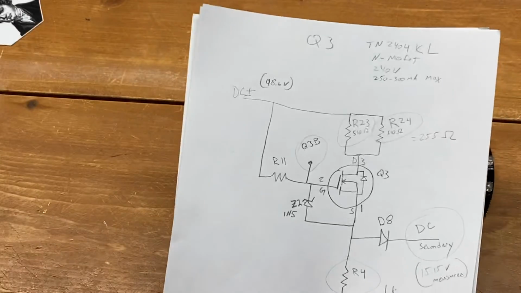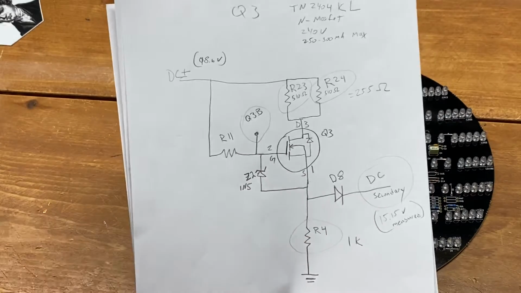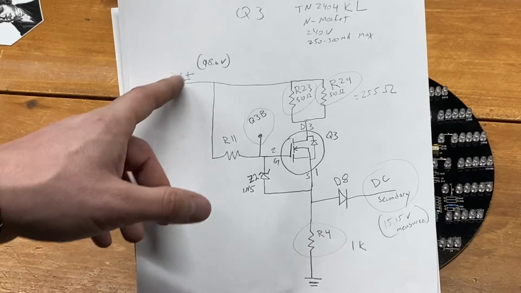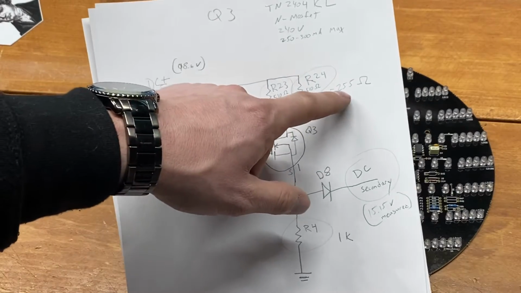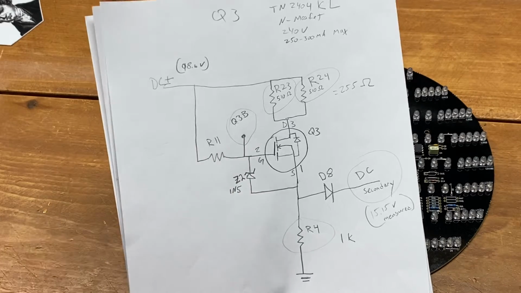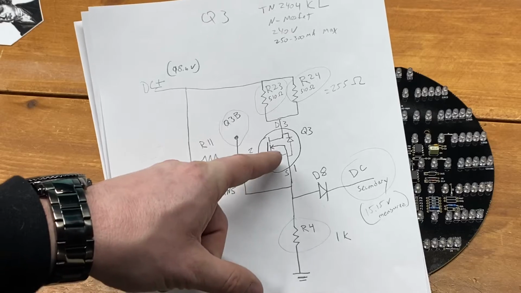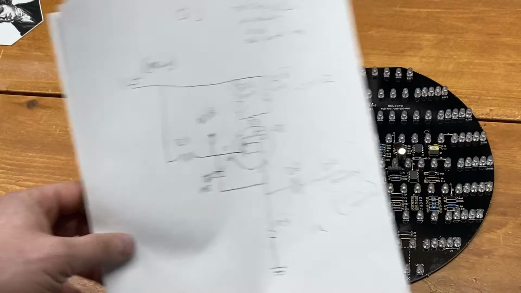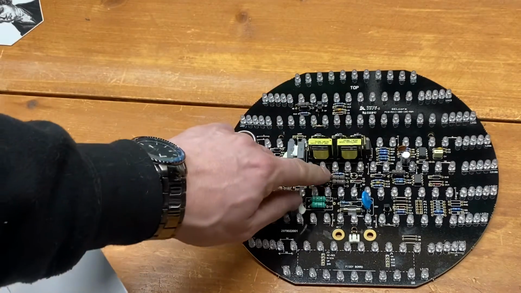So we'll go and look at Q3, which is the 15 volt DC bus, like the secondary DC voltage. So you've got the 98 volts coming in. You've got a voltage divider here with essentially 255 ohms and a 1K, and you've got a Zener right here. So if you turn Q3 on or off, then you make or don't make your secondary voltage. And these two resistors are the two large ones right here.